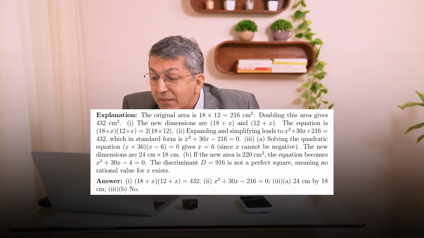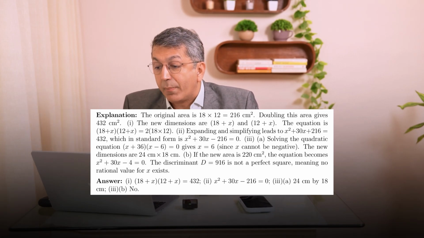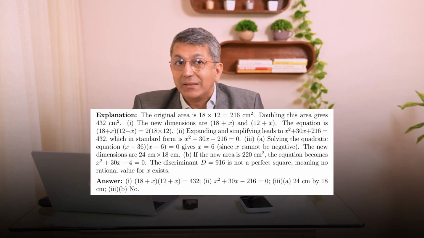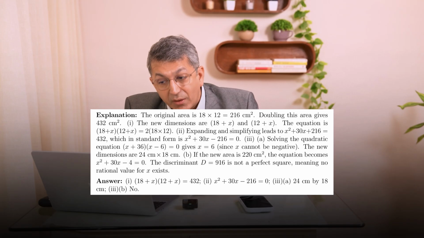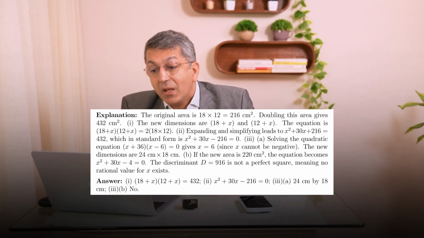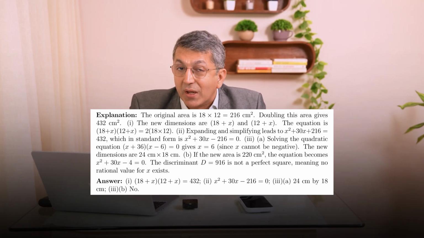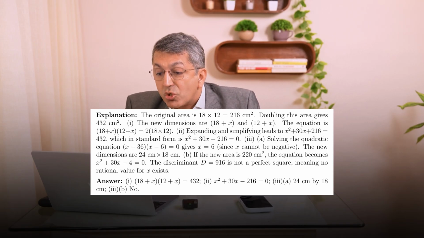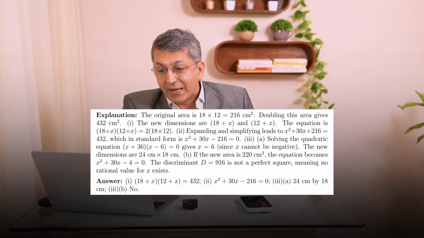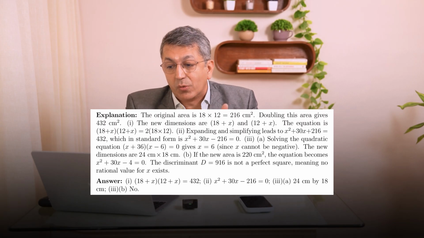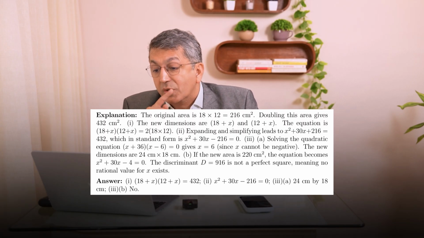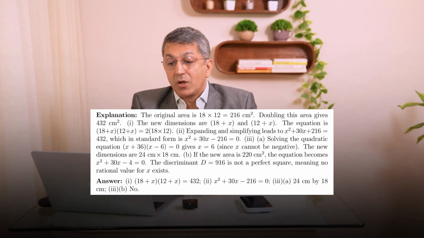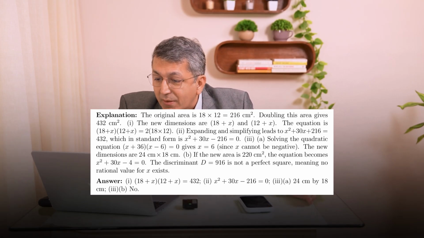2. Expanding and simplifying leads to x square plus 30x plus 216, which is equal to 432, which in standard form is x square plus 30x minus 216, which is equal to 0. 3a. Solving the quadratic equation (x plus 36)(x minus 6) is equal to 0 gives x is equal to 6 since x cannot be negative. The new dimensions are 24 centimeters by 18 centimeters.